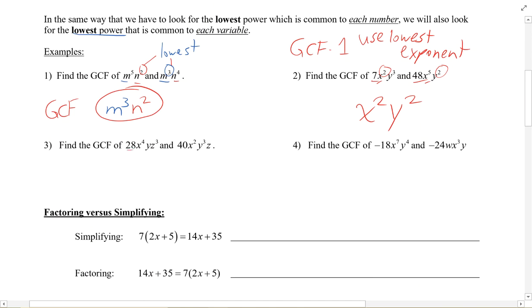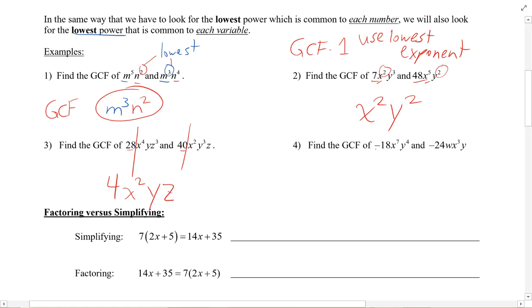Now we have 28 and 40, so there's definitely a GCF for the numbers. So we look at the numbers separately from the letters. I believe 7 doesn't work for 40, but 4 works for both of them, so our GCF would be 4. X is in both, and the lowest exponent is a 2. Y is in both, and the lowest exponent is a 1, which we don't have to write. And on letter Z, which is in both of them, the lowest exponent is a 1, which we don't have to write. So that's our GCF, 4x squared yz. It's quite a complicated term.